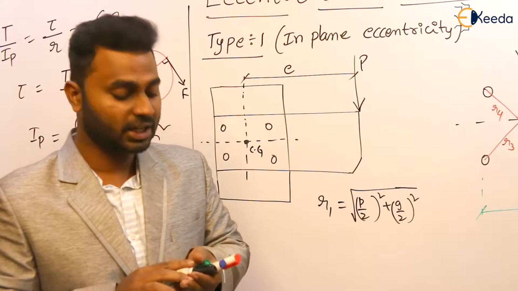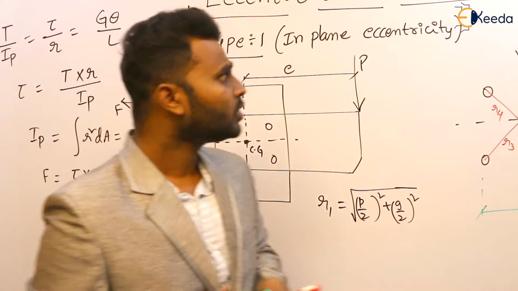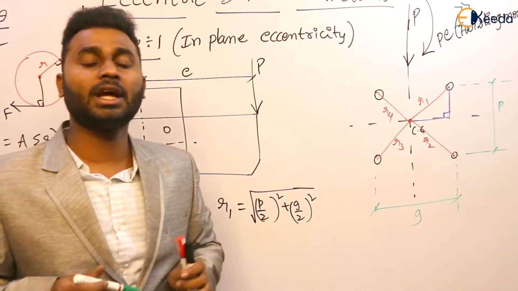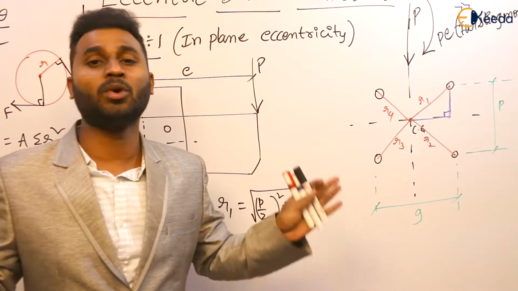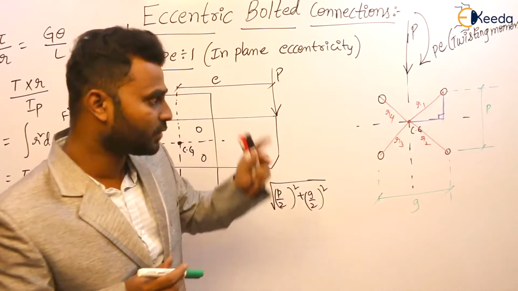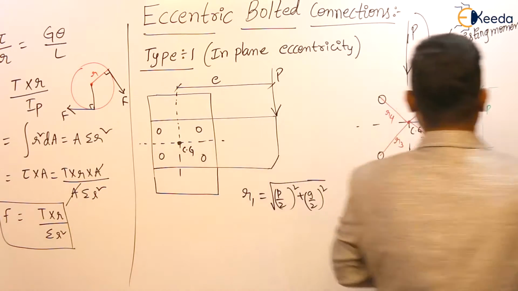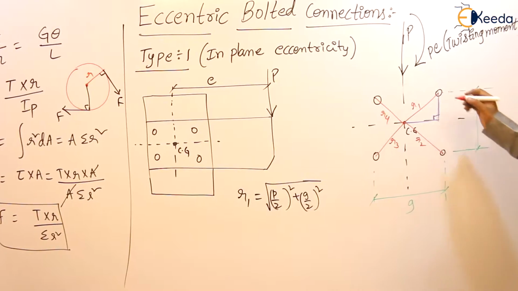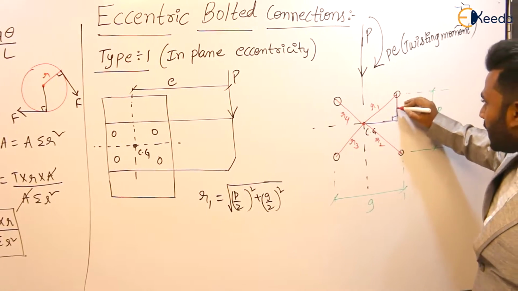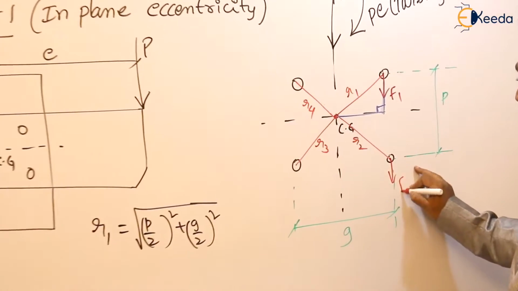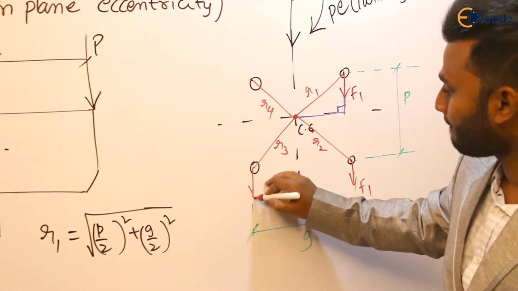Now let us see the direction of forces. We know that direct force P always acts in the downward direction. All the bolts present in that bolted group share that load equally. So all these 4 are there. All these 4 share that load P equally, which I am going to represent as force F1, and that is always vertically downward. For all the rivets it is vertically downward F1.